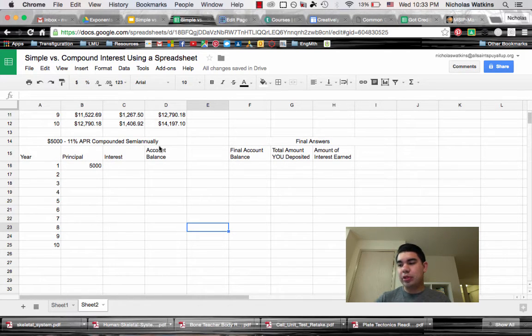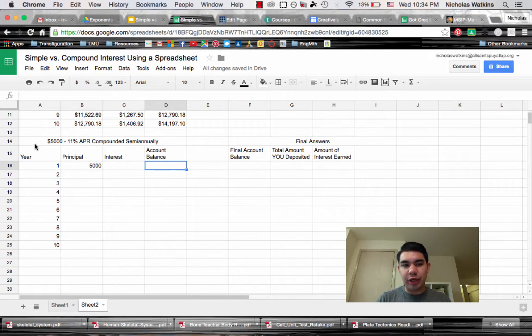Okay, so our formula is definitely going to look a lot different now since we're compounding it twice in a year. It's going to be a little more complex, but I think you guys can manage it. So for our interest, we're not just multiplying this number by 11% anymore. It's a little more complicated than that. So we are not going to look at the interest yet. We're going to go straight over to the account balance, right? So go ahead, find D16.